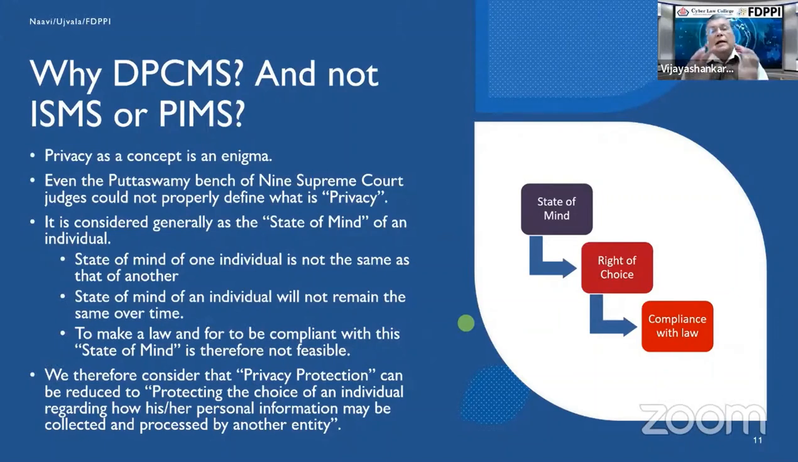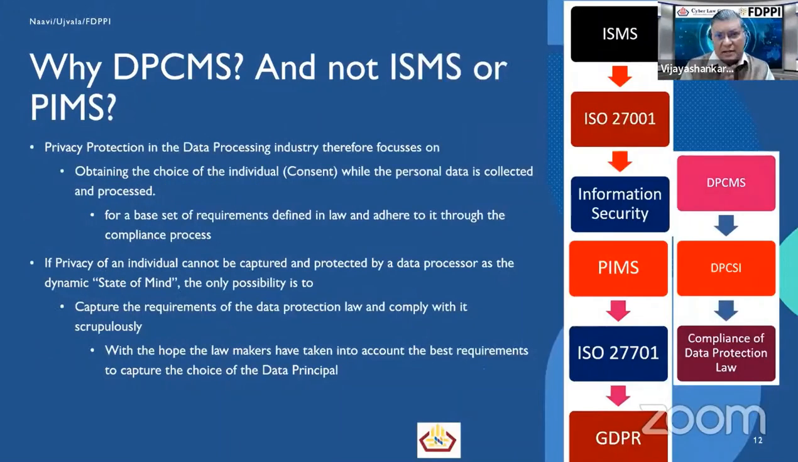This is the reduction of the understanding of privacy from a state of mind to the right of choice. Now, in terms of a data processing organization, while we collect privacy choices through consent, ultimately there is an interpretation, because this choice is based on the minimum things which are required for compliance.